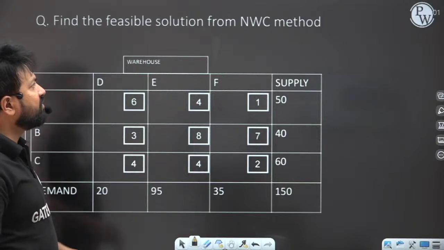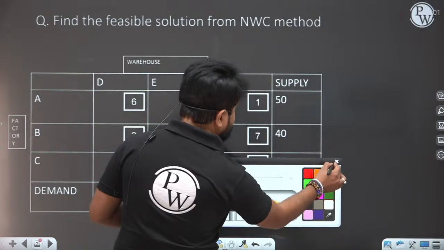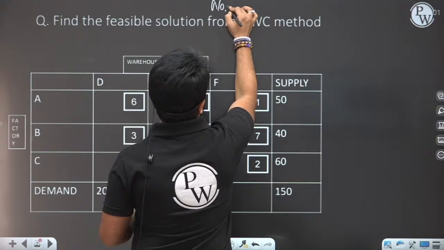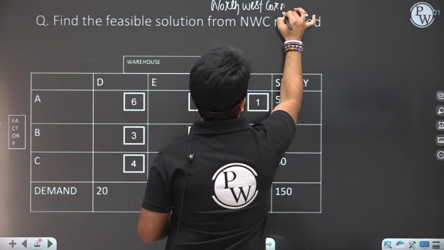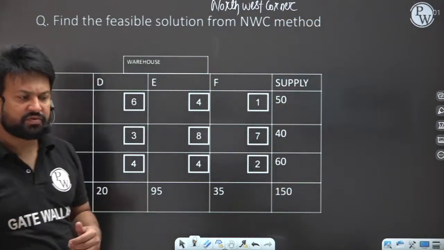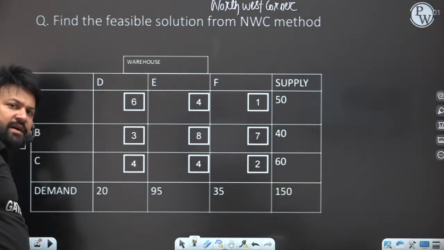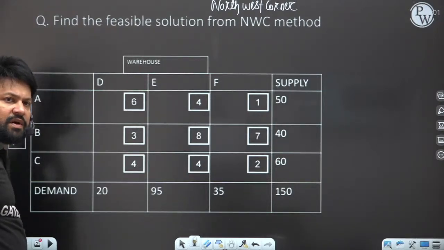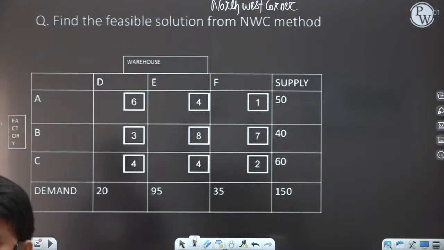Find the feasible solution from NWC, that is northwest corner method. What is the meaning of NWC? That is the northwest corner method. So please find out. First of all, note down the table. It is necessary that you should note down the table, right? Please note down the table.